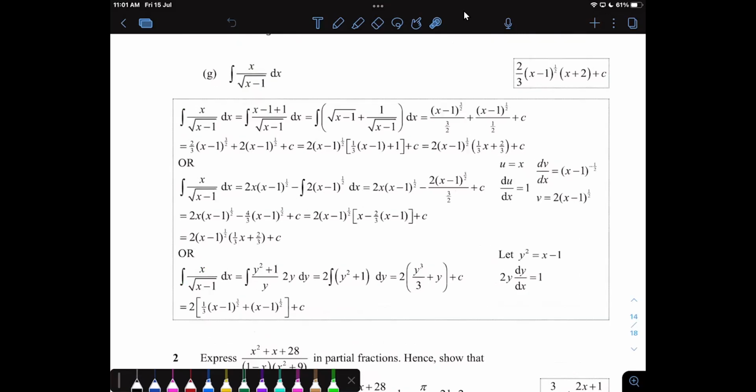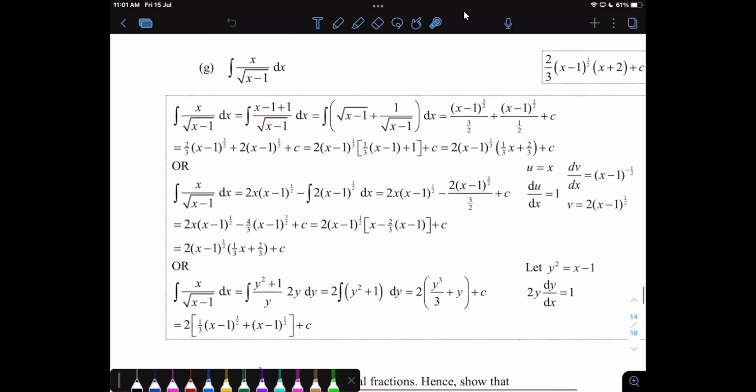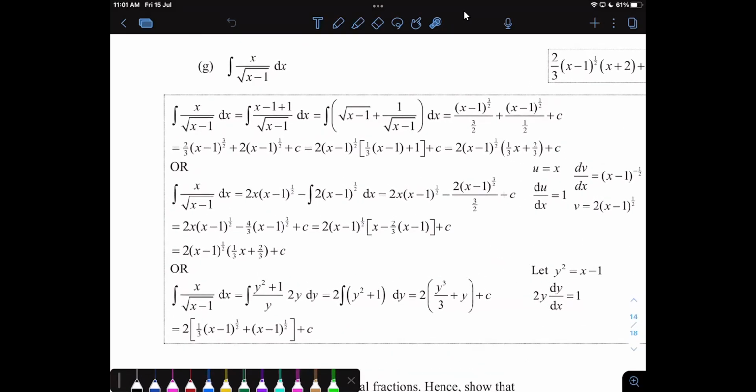So the first method, what they do is they do something very clever. They realize that there's an x minus 1 here. It's just a single x on top. How about if I do -1 plus 1? I can do that, right? It's still the same, equal. Yeah, because you're adding 0.